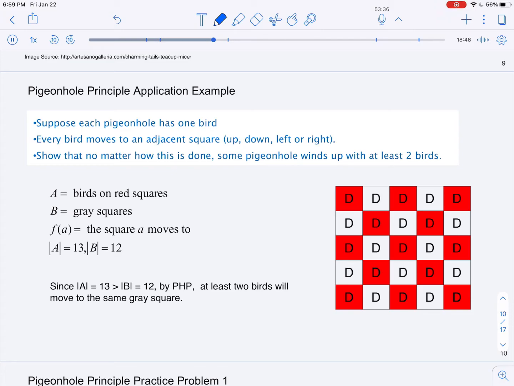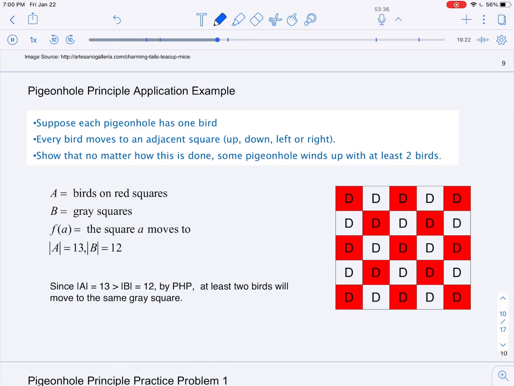And so essentially, we've set up our sets because we know that there are 13 birds on red squares, and they have to move to a gray square. And there are fewer gray squares as we observe this board. So our set A, essentially our pigeons, are the birds on the red squares, and the holes are going to be the gray squares into which the birds on the red squares have to move.